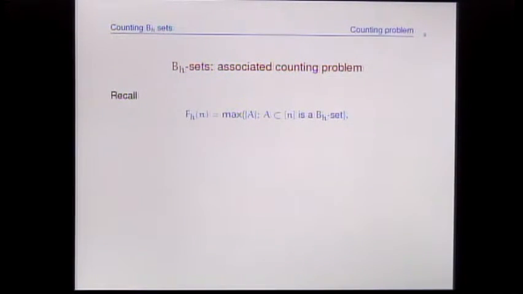So let's now go back to our B_h sets. Again, we have the extremal function, f_h(n), the maximal size of a B_h set in brackets n.